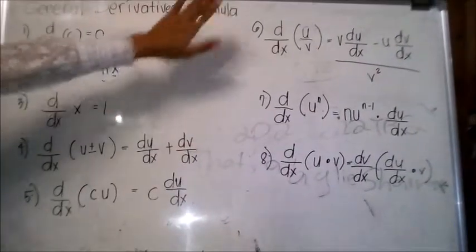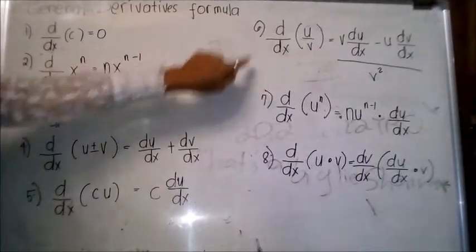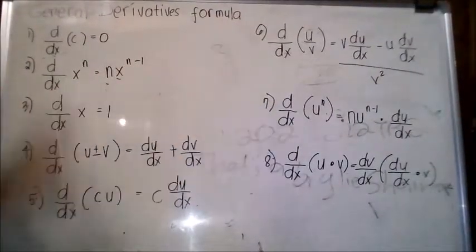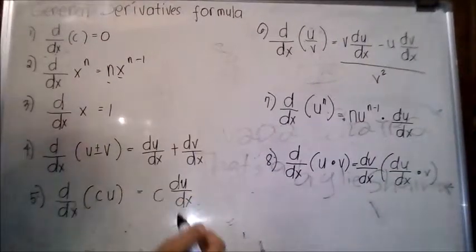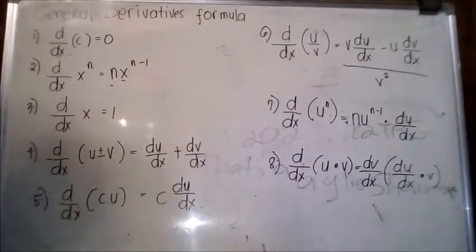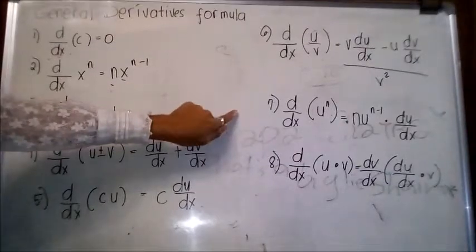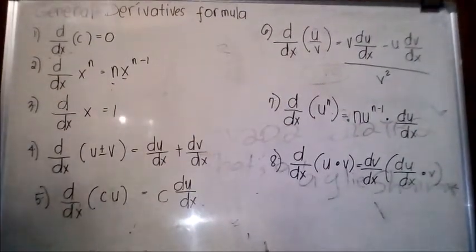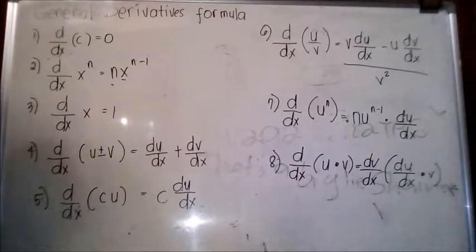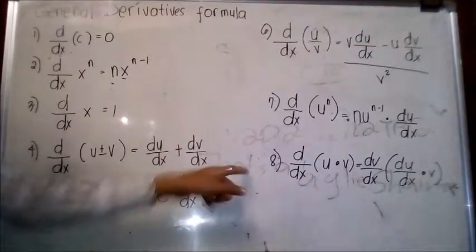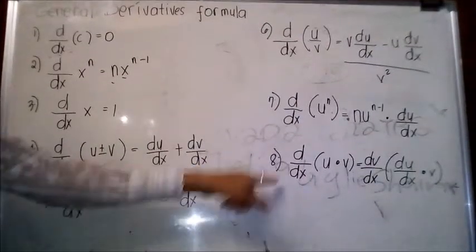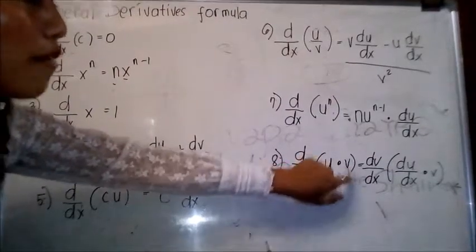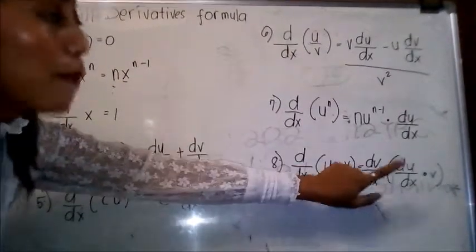Number 6, we have the derivative of u over v equals the derivative of u times v minus u times the derivative of v, all over v squared. And this one is the derivative of u to the power of n equals n u to the power of n minus 1 times the derivative of u. And the last one is for the chain rule. We have the derivative of u times v equals the derivative of v times the derivative of u times v.